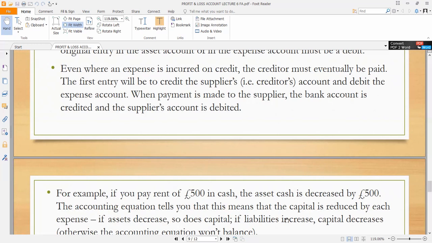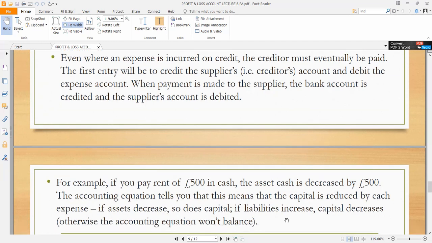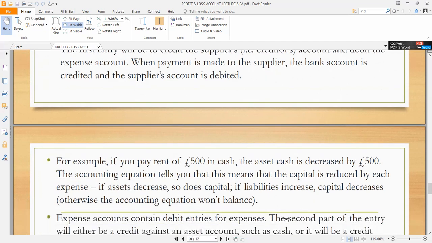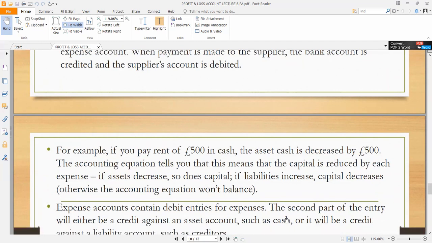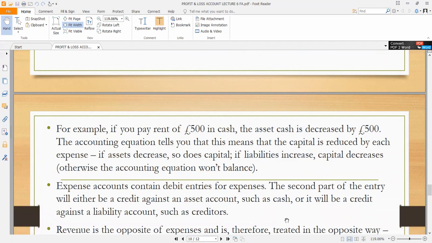Now, for example, if you pay a rent of 500 pounds in cash, the asset cash is decreased by 500. That is clear. The accounting equation tells you that this means that the capital is reduced by each expense. If assets decrease, so does capital. If liabilities increase, capital decreases. Otherwise, the accounting equation won't balance. I'm sure that should be clear. If it is not, just repeat it and try to understand.